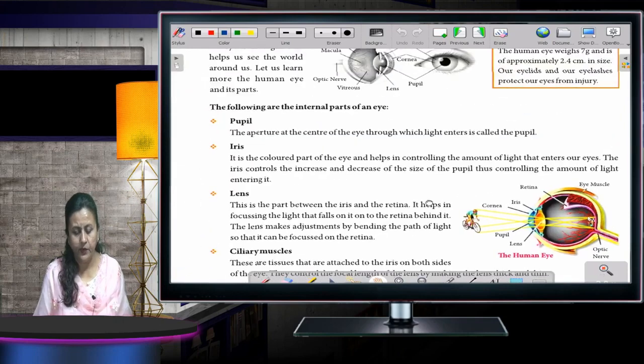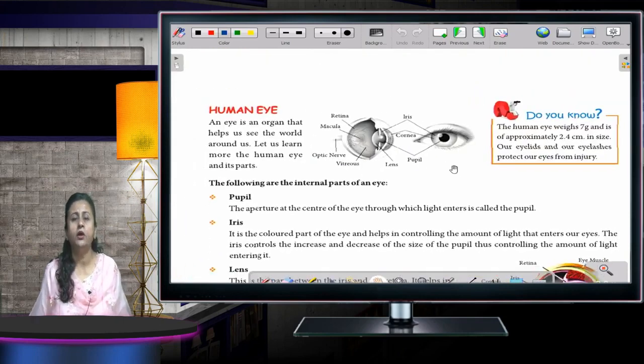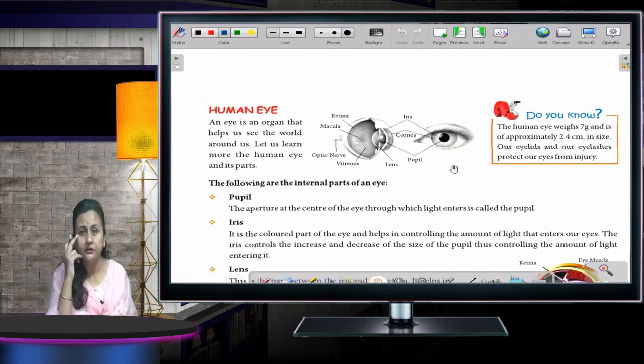Now, very important, human eye. What is human eye? We are able to see through our eyes only. In case I close my eyes, I will not be able to see. So, only the eye is helping me to see. So, let's start now. An eye is an organ that helps us to see the world around us. Let us learn more about the human eye and its parts.